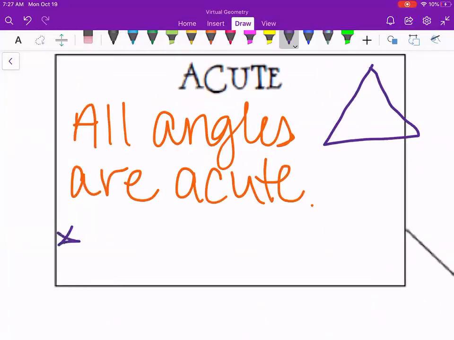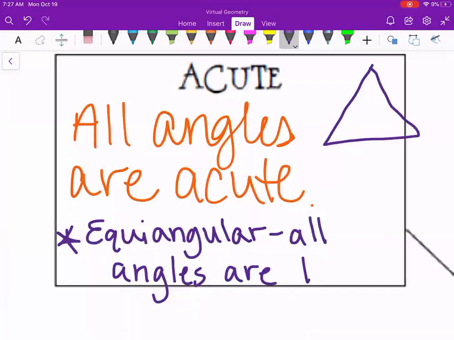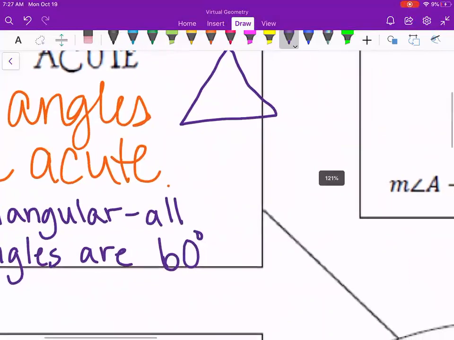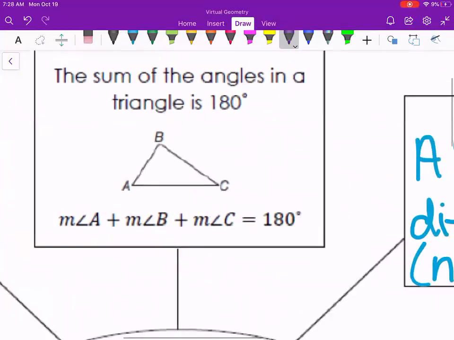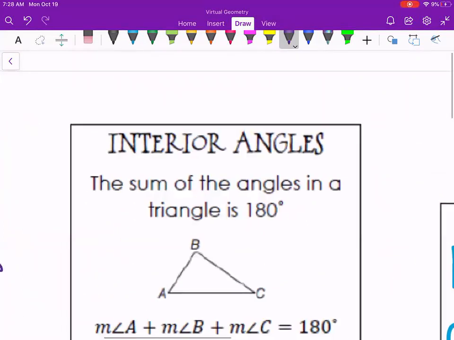There is a special case of acute triangles, which is called the equiangular. Which means, yes, all the angles are acute, but all angles, more specifically, are 60 degrees. And that is our acute triangle. Now, how do I know that in an equiangular, they're all supposed to be 60? Well, that's because we have our next theorem, the triangle sum theorem. And that's what this next one is going to be called, your triangle sum theorem.